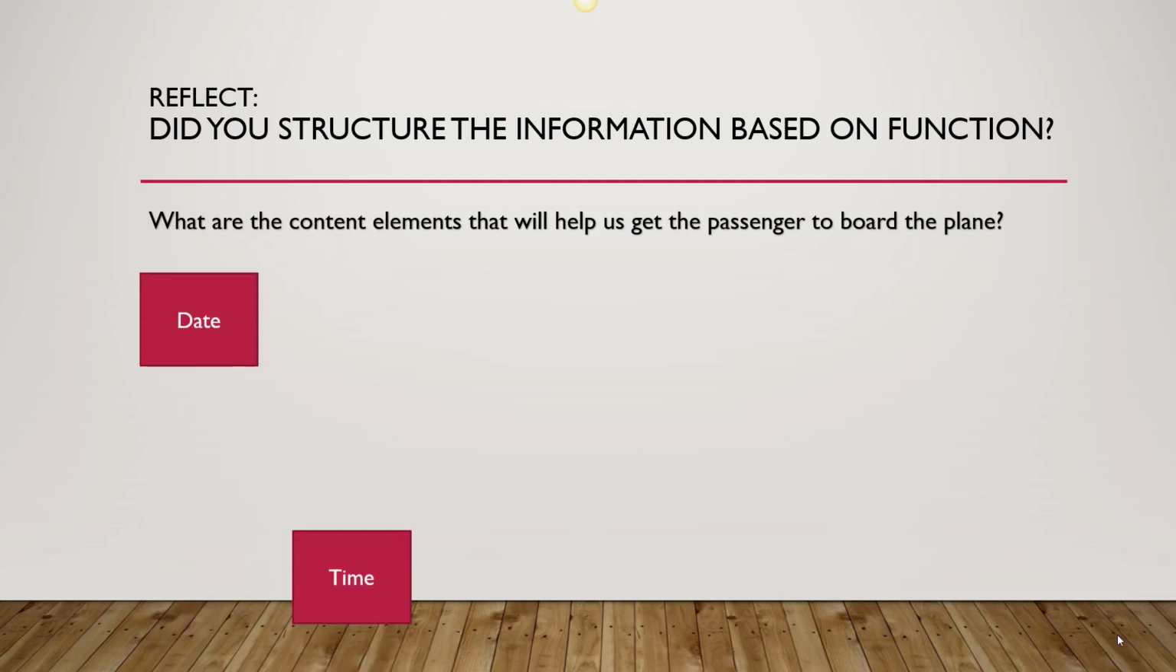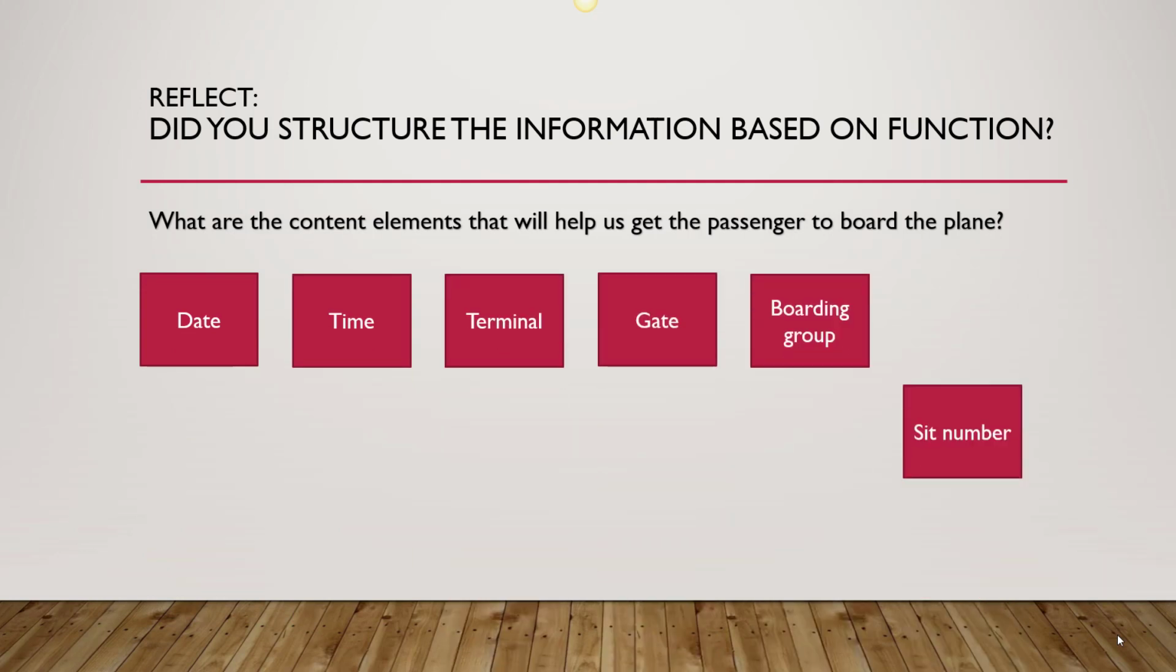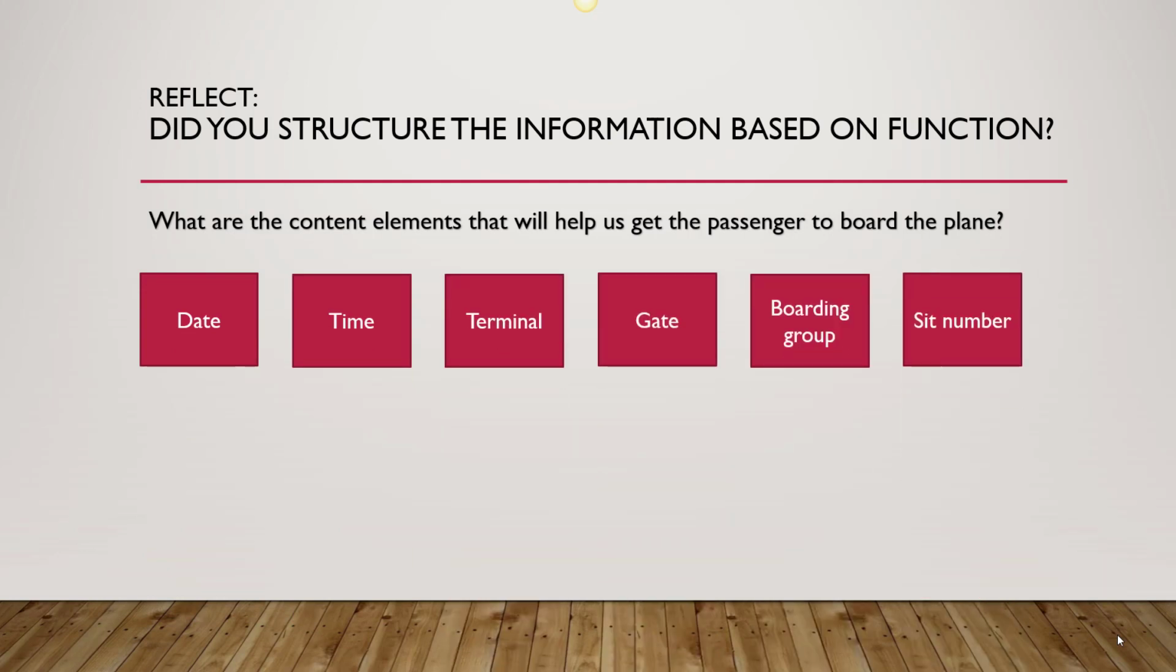Now let's look at them. It's the date, the time, terminal, the gate, the boarding group, and the seat number, in that order. So first we need to know the date, then the time, what terminal, what gate, what boarding group, and our seat number. That's the key information from the perspective of the passenger. Remember, we're ignoring the needs of the secondary audience, which will be the name of the person and all of that. All right.